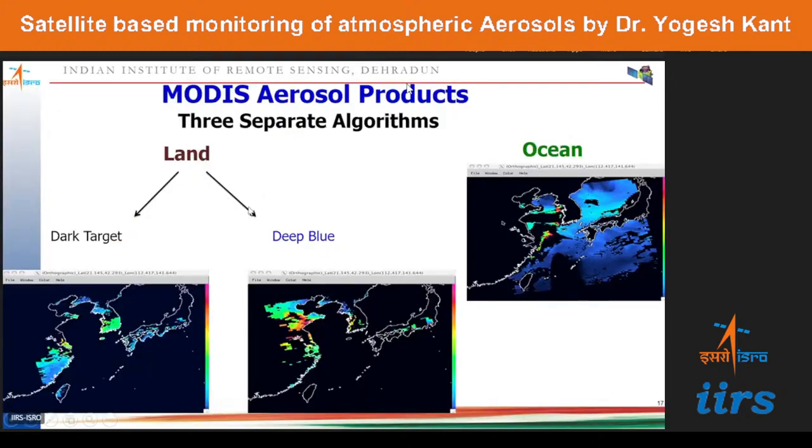So this is one such glimpse of the algorithm names: Dark Target and Deep Blue. For example, whether one wants to have aerosol loading over the ocean surface or over brighter land surfaces, different algorithms are used, and also the combined algorithm. So Dark Target and Deep Blue are both used, for example when a scene has ocean as well as land, so such an integrated algorithm is also used.